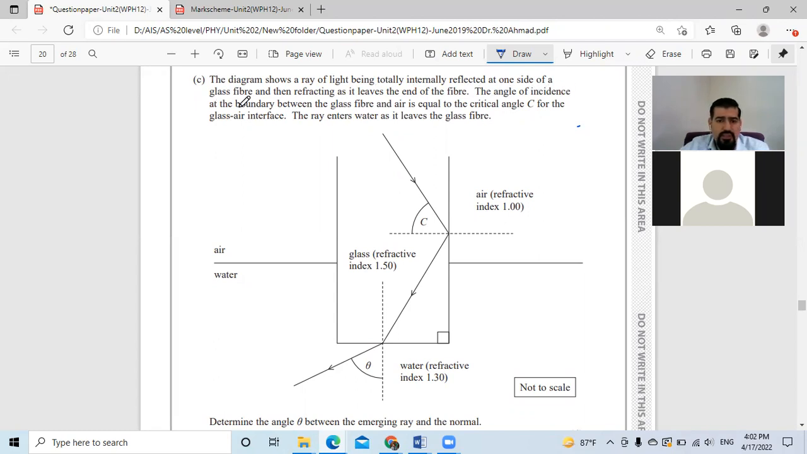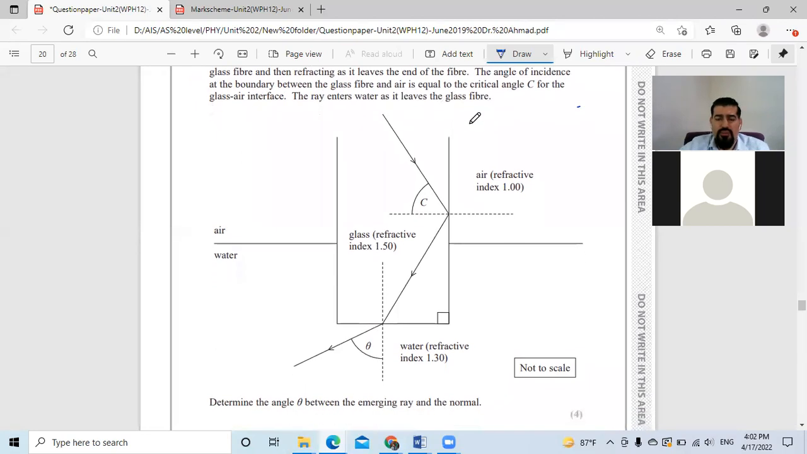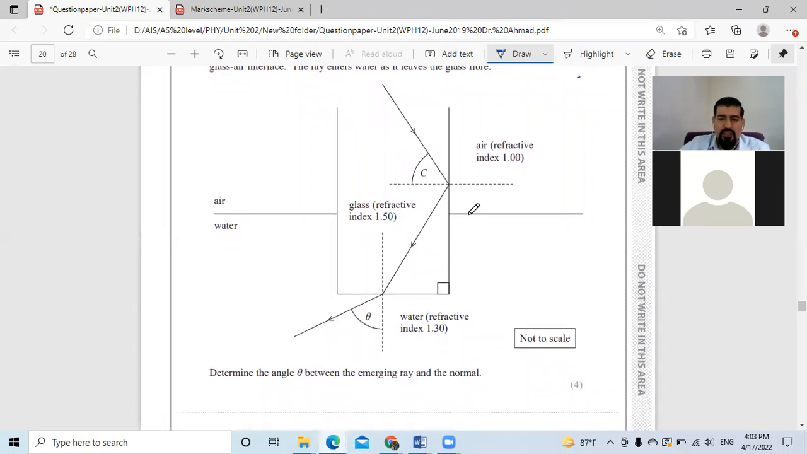The angle of incidence at the boundary between the glass fiber and the air is equal to the critical angle. Then the ray enters the water and leaves the glass fiber. So what do we have? We have air here, we have glass fiber here. As the light reaches the boundary between the glass and the air, it is at the critical angle, so it bounces back, reaches the surface of the water and refracts with an angle of theta here.